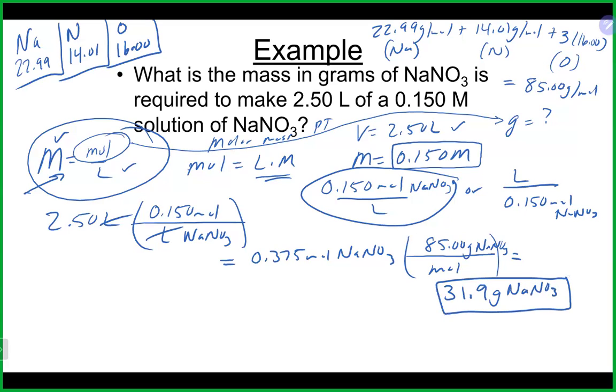Question on that calculation. Now, what does that number mean? That number means that if you wanted to make a 2.5 liter solution that had a concentration of 0.15 molar, you would have to weigh out 31.9 grams of sodium nitrate, dissolve it in some water, enough water until you get a final volume of 2.5 liters, mix it up really good, and you would now have a solution that has that molarity, basically. So that is what that number represents. Any questions on that calculation there?